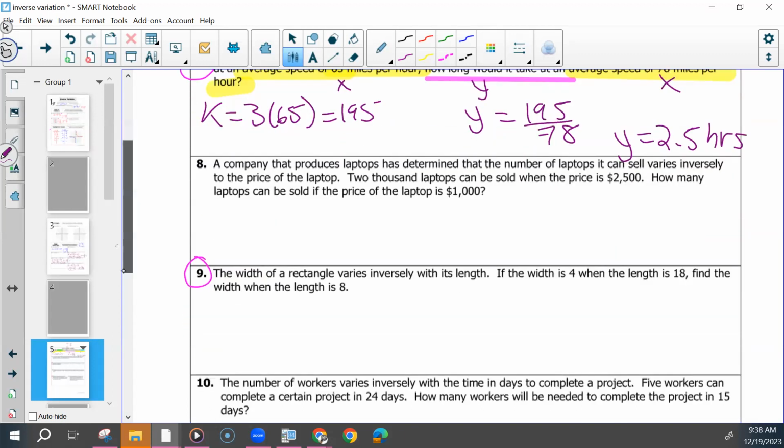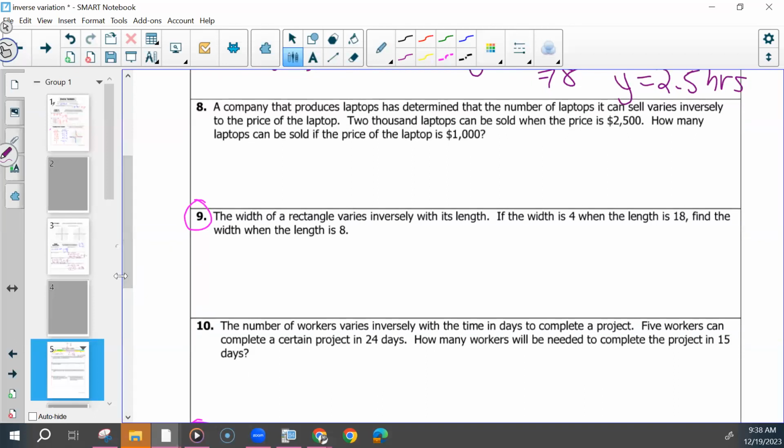8, 9, and 10 are all solving for y, so I'll let you choose which one we do. So you see at least one more example. You guys choose 8, 9, or 10. 9. If we have time, we'll come back to it.